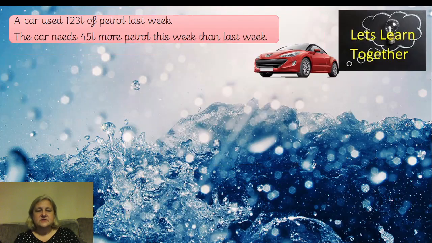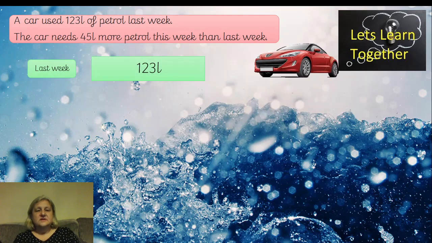Okay, so here we go. We've got the same question. We're going to learn this together. So we've got the car using 123 litres of petrol last week. So that's what we call a known fact, so we can get that written down straight away.